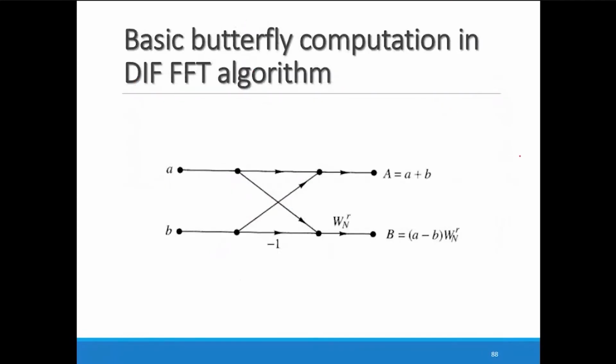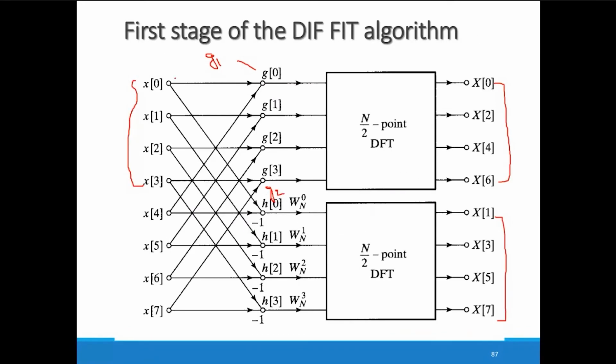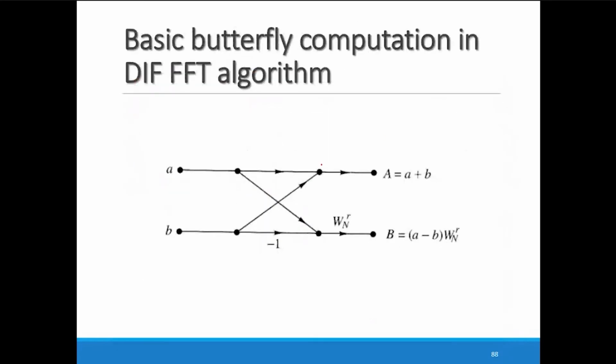Okay, so the basic butterfly computation in the DIF, as we have seen in the previous diagram: the first term is as it is, the second term is multiplied with minus 1, and then we multiply with the twiddle factor. Compared to the DIT butterfly diagram, here the butterfly diagram is a little different. For example, A and B are both inputs applied from the input side. At the output side, capital A is equal to A plus B. This is our equation that we have written for the even terms.